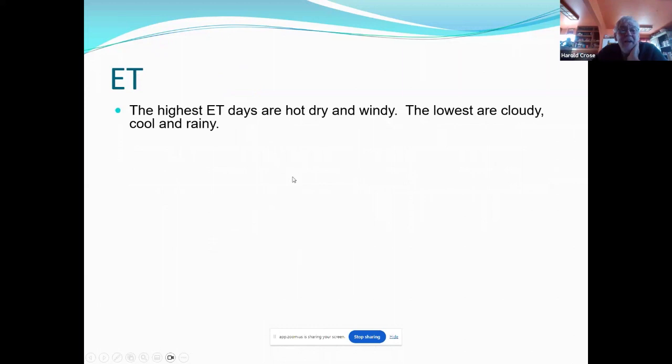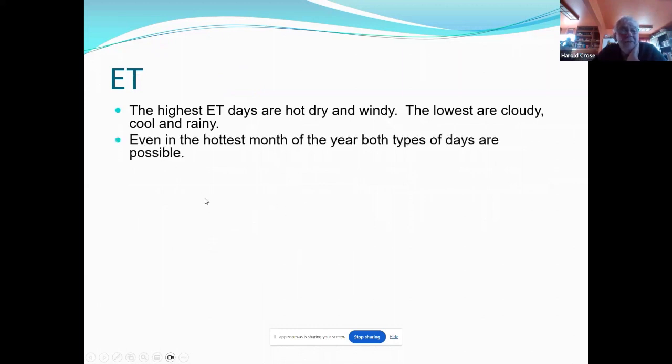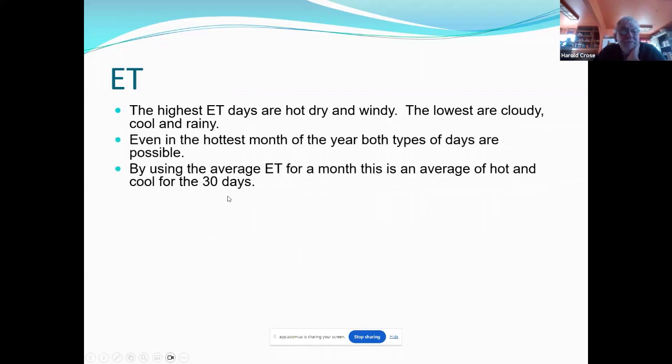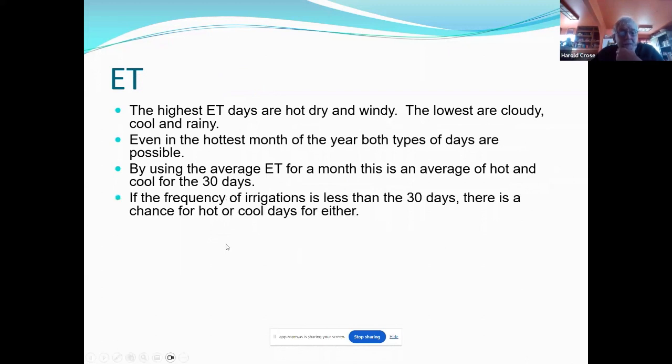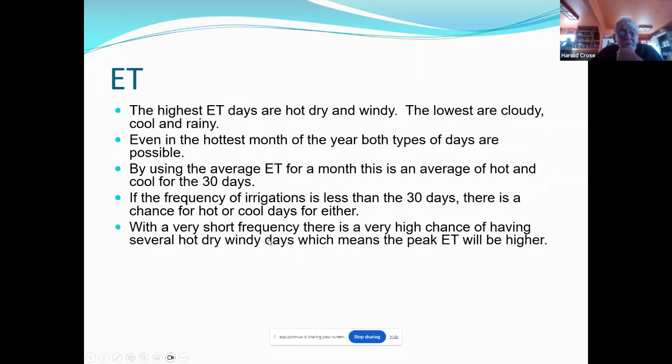The highest ET days are hot, dry, and windy. The lowest are cloudy, cool, and rainy. Even in the hottest month of the year, both types of days are possible. By using the average ET for a month, this is an average of hot and cool days for the 30 days. If the frequency of irrigation is less than 30 days, there's a chance for hot or cool days, either could happen. And it gets into the frequency a little bit more.